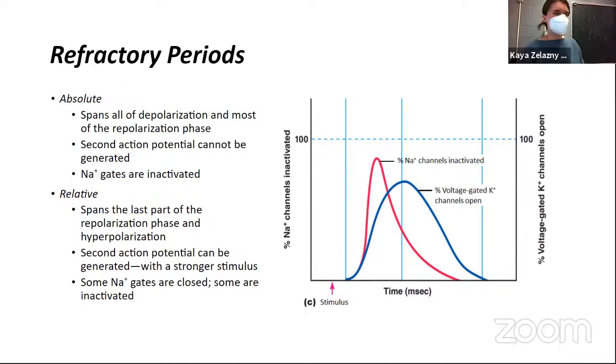Relative refractory period is mostly happening during that after-hyperpolarization. You could consider the very last part of repolarization to be part of it if you wanted, but really associate it with the hyperpolarization more. So if we have a stronger stimulus during relative refractory periods, we could potentially have an action potential because some of those voltage-gated sodium channels have returned to their original state.